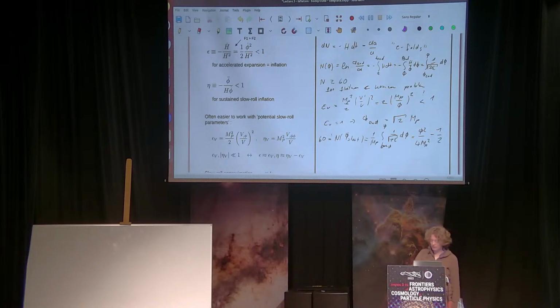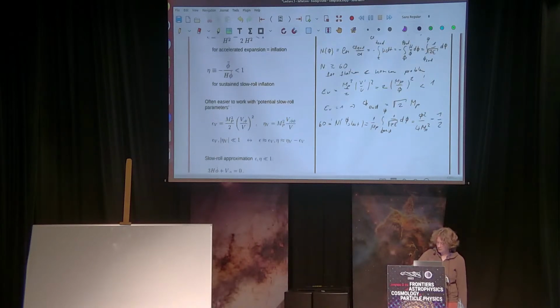Now, 1/2 we can ignore compared to 60, right? So you can just solve this for phi, and this is of course phi start, right? And this is also phi start. And then you get that phi start should be about 15 m Planck. So this is 2 times square root of 60.